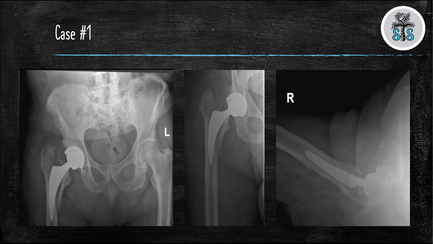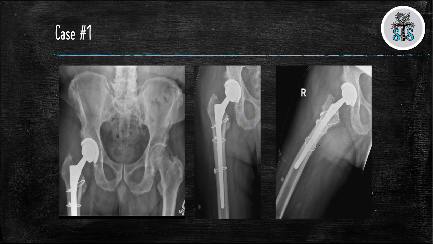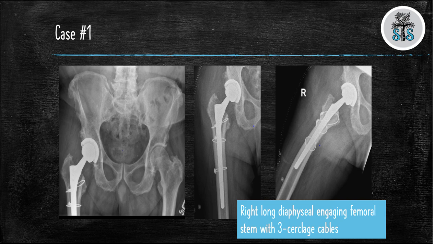How would you read these x-rays? We have three views, AP pelvis, AP right hip, and cross-table lateral of the right hip, demonstrating a right periprosthetic fracture with femoral stem subsidence. This fracture was treated with a revision of the femoral stem with 3 cerclage cables.